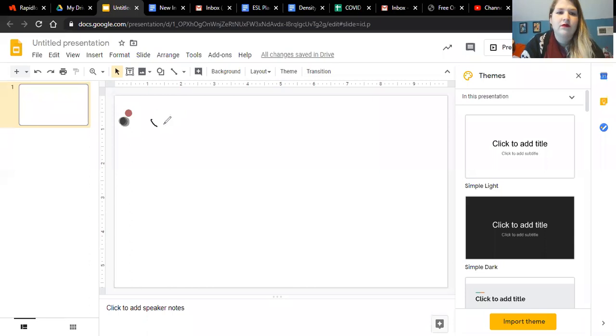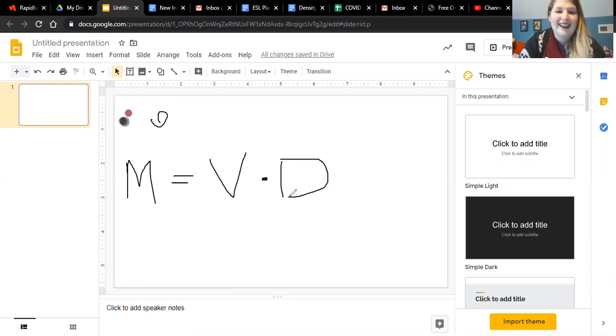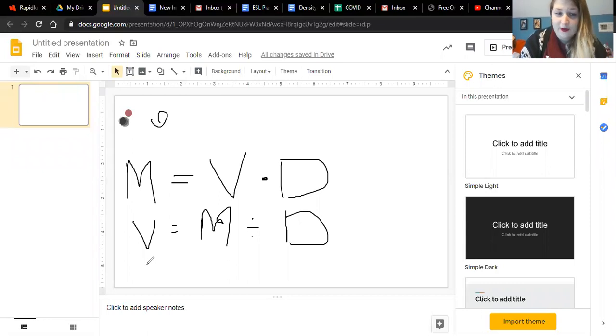Okay, so there are three formulas to calculate density. There is mass equals volume multiplied by density. There is volume equals mass divided by density. And then there is the most common formula, which is density equals mass divided by volume.